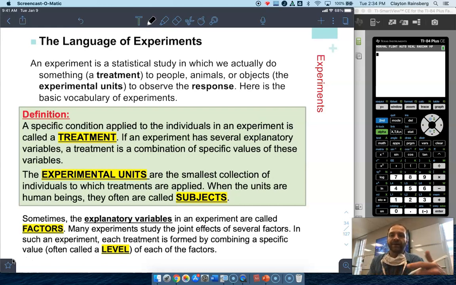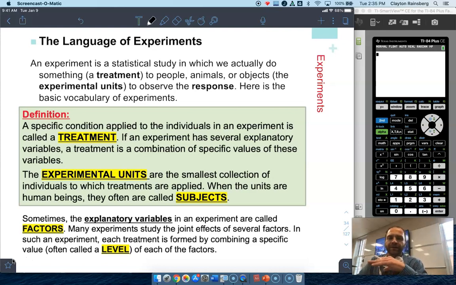So the basic vocabulary we have is treatment, experimental units, and subjects. That's the basic vocab. A specific condition applied to the individuals in the experiment is called a treatment. And so you have explanatory variables. A treatment is a combination of specific values of these variables. Now, experimental units are the smallest collection of individuals to which the treatments are applied. Those are the people, animals, or objects, but when they're people, we call them subjects.